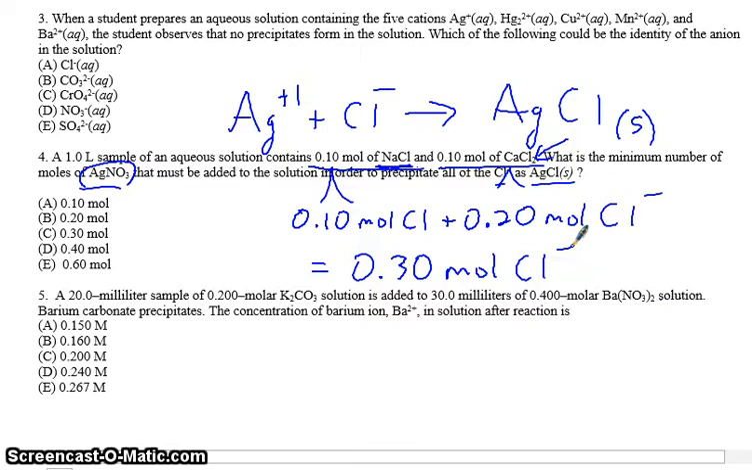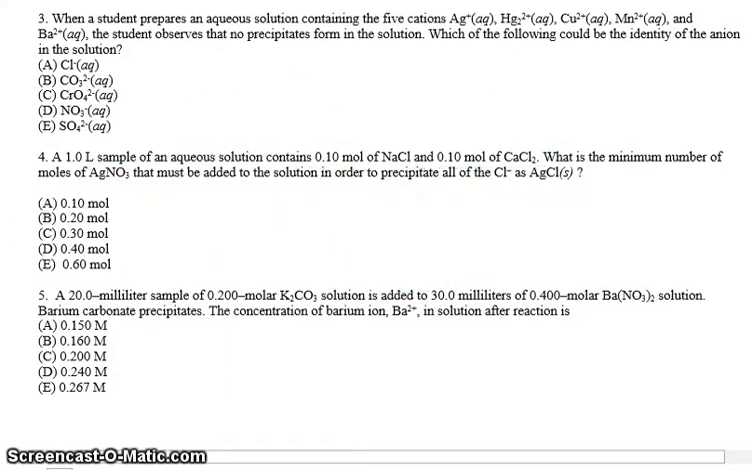Since silver and chloride react in a 1-to-1 ratio, because of stoichiometry you need the same amount of silver as chloride. So for every 1 chloride, we need 1 silver. We have 0.3 moles of chloride, so we need 0.3 moles of silver. And that is why C is the right answer. Let's do the last one here on this page.